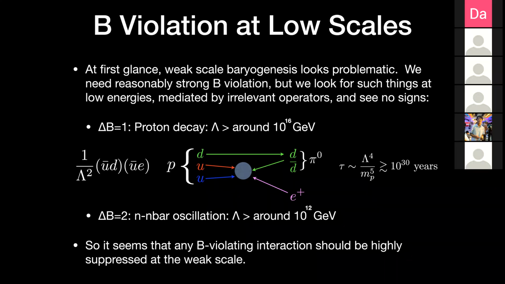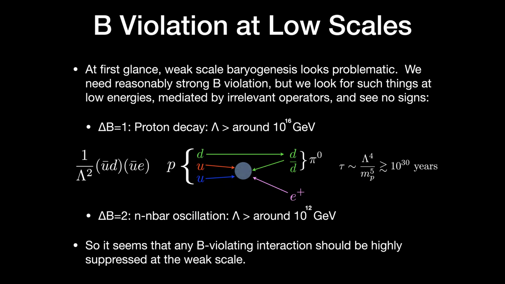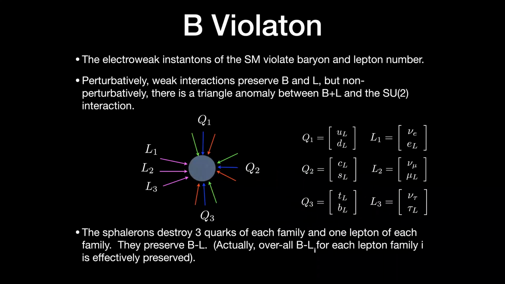If you were to imagine that maybe processes that change baryon number by 1 unit are not allowed, but 2 units are allowed, you would actually still get constraints from neutron-antineutron oscillation that would be around 10 to the 12 GeV or so. And that's actually still pretty tight. So it still seems to forbid there being any baryon number violation at any temperature scale as low as the weak scale. Of course, the standard model already has a way of solving this problem for us.